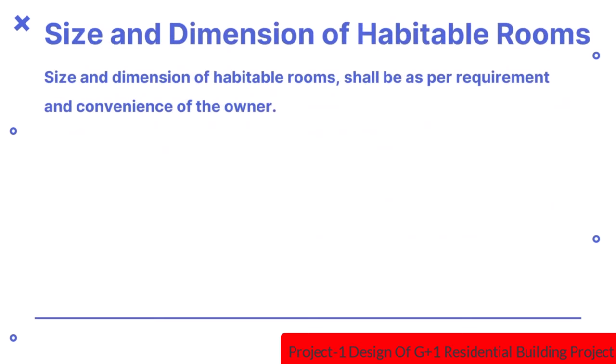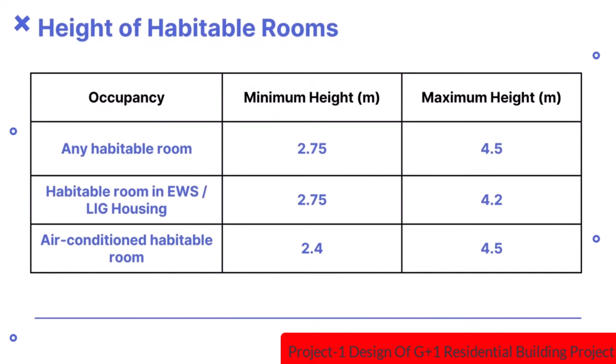Size and dimension of habitable rooms shall be as per requirement and convenience of the owner. Any habitable room should have minimum height of 2.75 meter and maximum 4.5 meter. Habitable room in economic weaker section or low income group housing should have minimum height of 2.75 meter and maximum 4.2 meter. Air conditioned habitable room can have minimum height of 2.4 meter and maximum 4.5 meter.